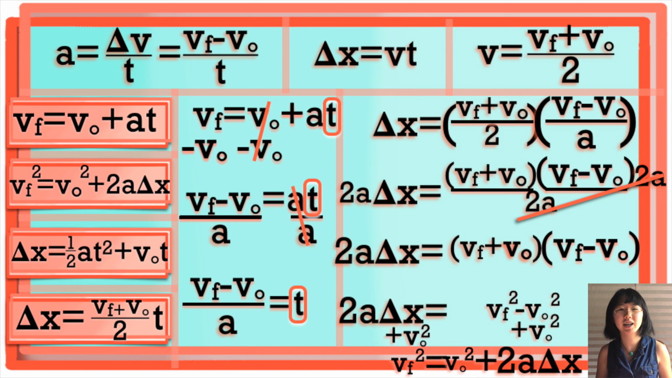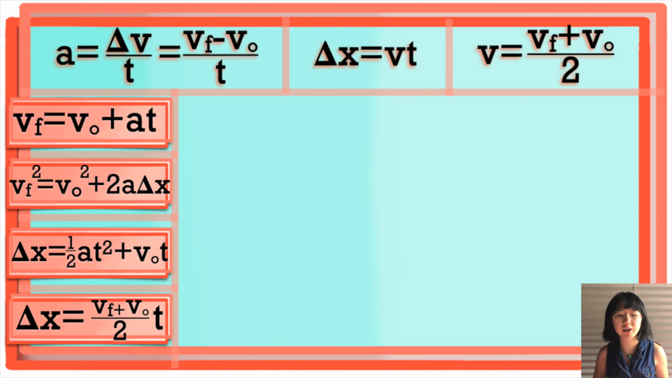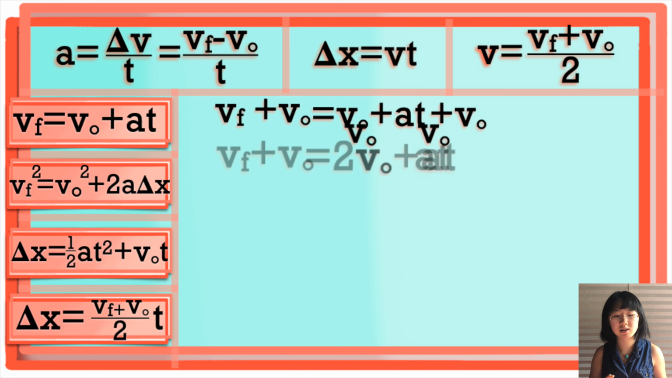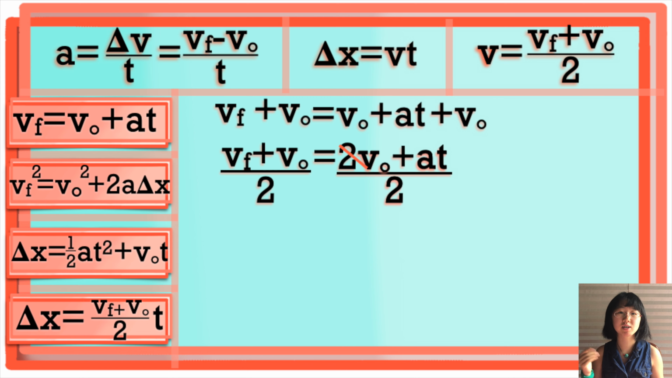But with half of the 80s being displaced, or v_naught t plus 1/2 at squared equals delta x. Now let's go back to the first equation we found earlier, and let's add initial velocity to both sides and divide both sides by 2. Add the v naughts, these two become 2 times v naught, then divide both sides by 2. So the 2s cancel out.